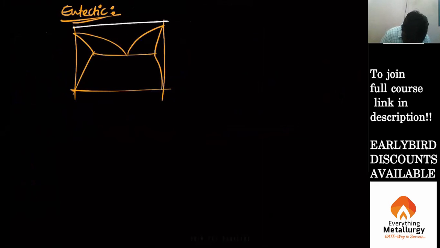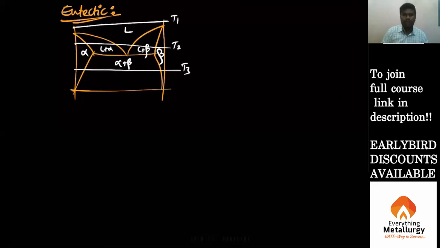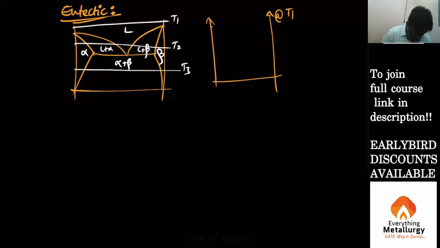One is just above, one is here, and one is here. So this is interesting. The number of phases are more. This is liquid, liquid plus alpha, liquid plus beta, alpha plus beta, alpha, beta. Now at T1 it is easy. Only liquid is the dominant one for you.